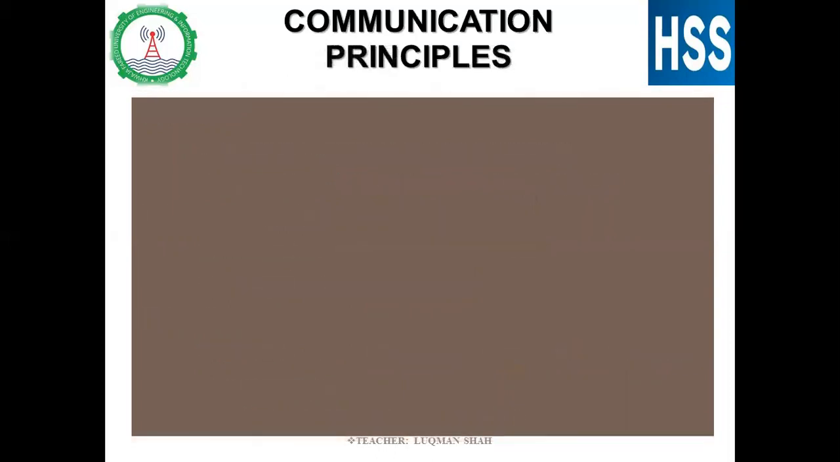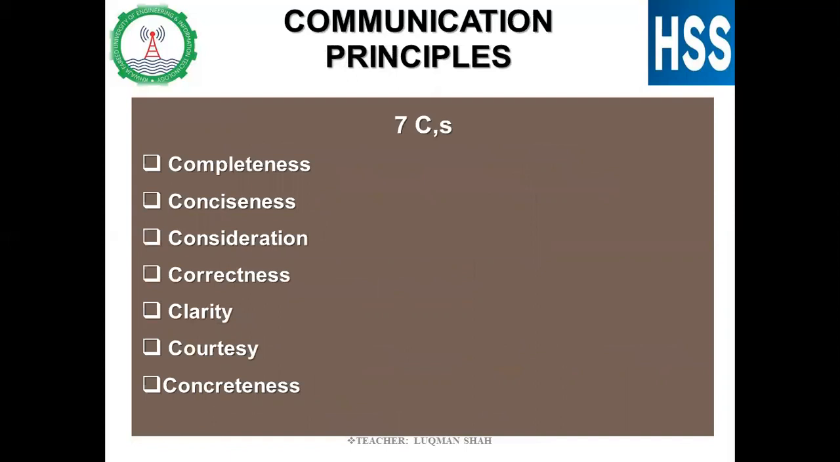Then communication principles. These are called the 7 C's of communication, because they are seven in number, and C's because every principle's name starts with the letter C: completeness, conciseness, concentration, correctness, clarity, quality, and concreteness.